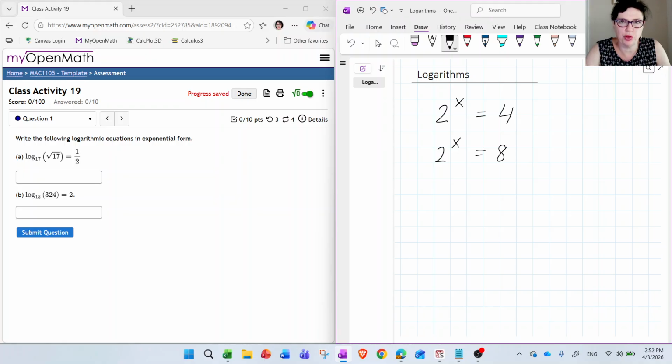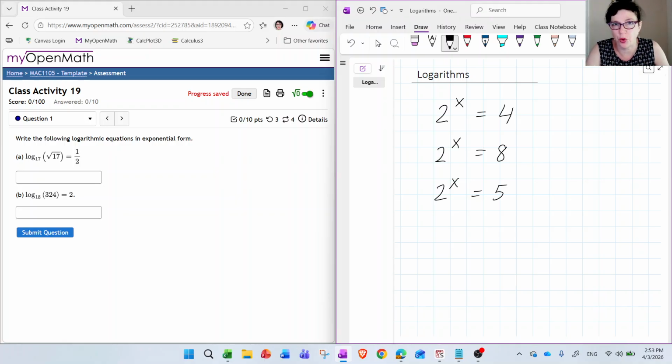But what if you're trying to solve an equation where the answer is not a common known number? 4 and 8 are powers of 2, but what if it's like 5 or something like that? How do you solve for that power? There is no way to divide or multiply or add or subtract here because x is in the power. And we have a problem.